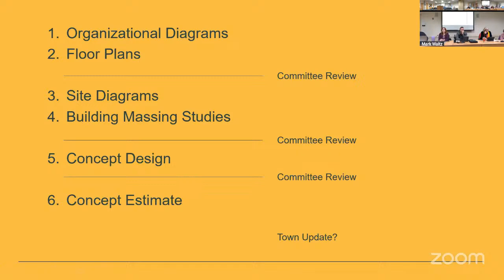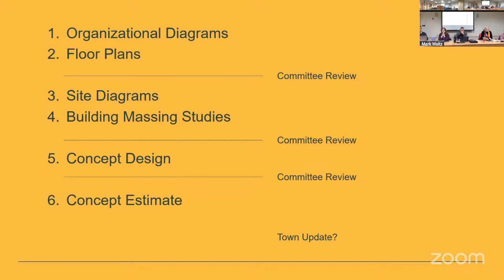As we talked last time, the next series of steps in Harriman's progress are really starting to dig into what the conceptual design of the building might look like. So this is based on information that we've reviewed together that came out of the community forum. The first part of that is looking at organizational diagrams and then how those translate into a floor plan diagram. So those first two steps are what I'll share with everyone tonight. And I've got handouts that I'll wait until after.